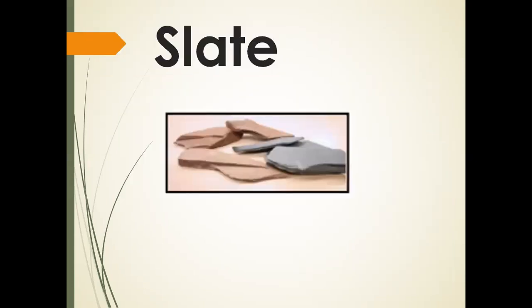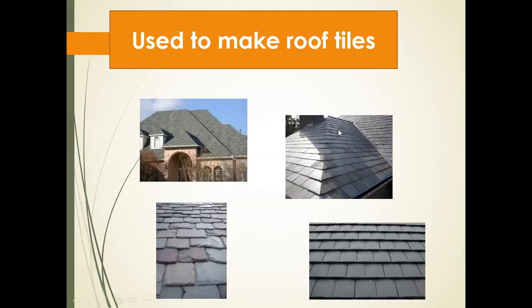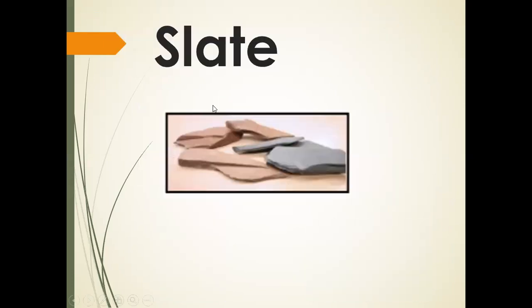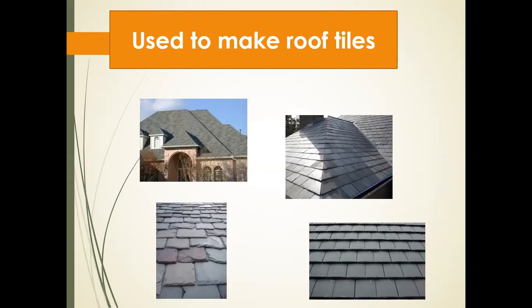The third example is the slate. What is meant by the slate? Did you see roof tiles before, even in pictures or in movies? Even if you didn't see them with your eyes, those roof tiles are made from the slate. So slate is a type of rock that we use to make the roof tiles.